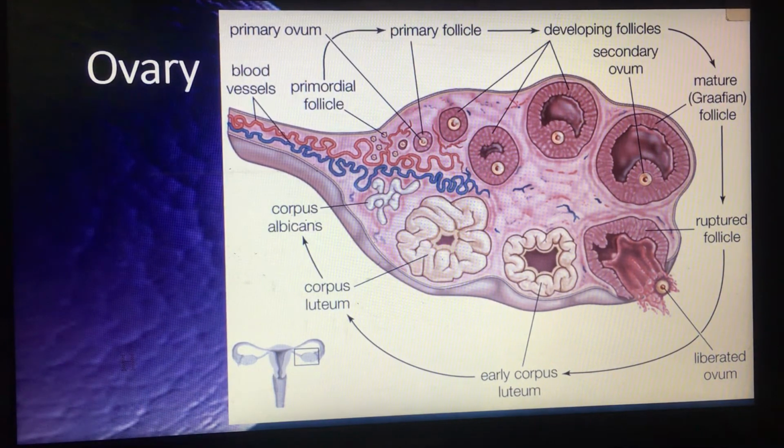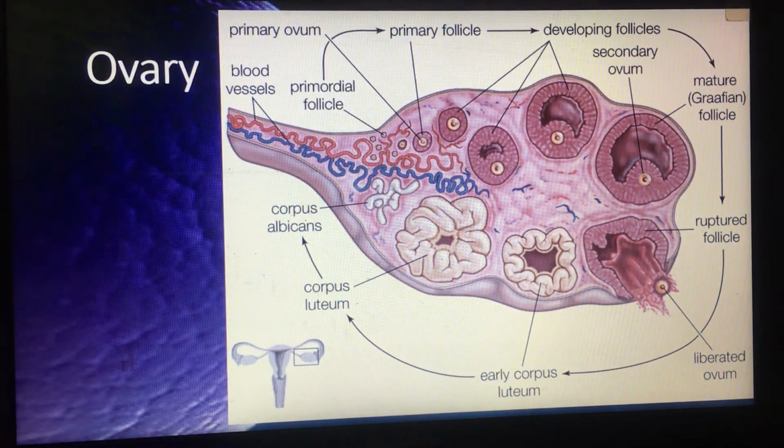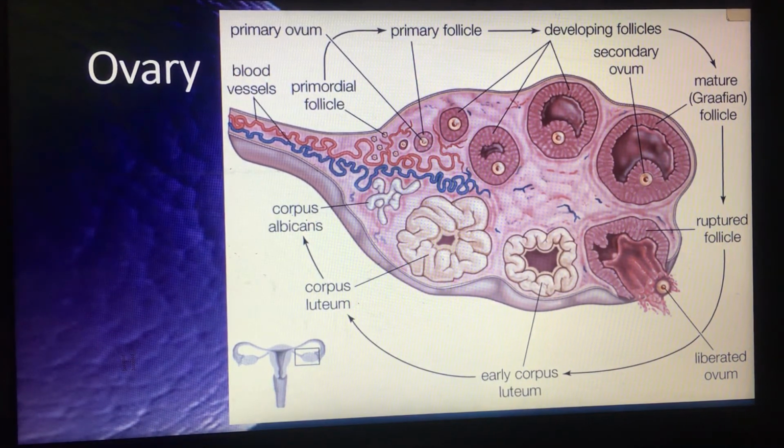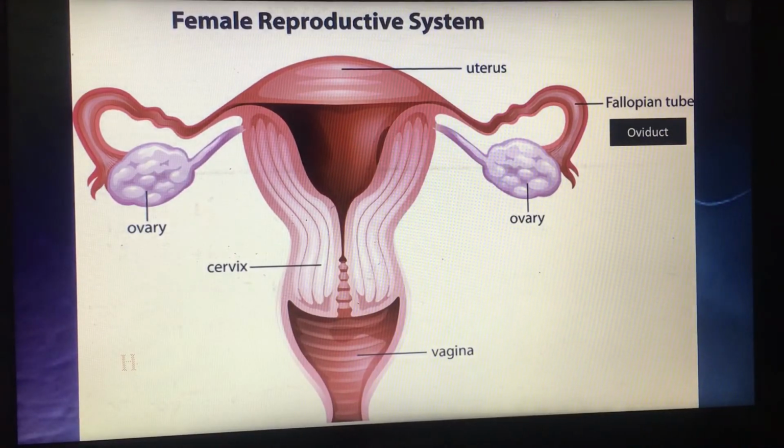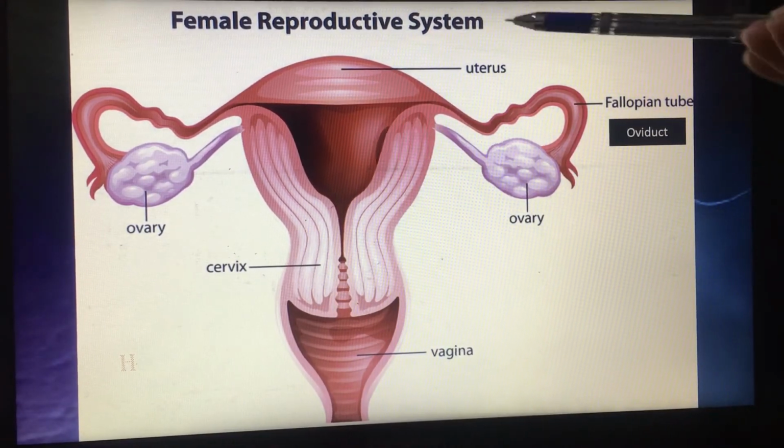If I ask you, where are the sex hormones made inside the body? You have to know that it is inside the ovary in the female parts. So until now, the ovary contains eggs and makes female sex hormones. This is the first part, which is the ovary. The second part we have is the uterus.